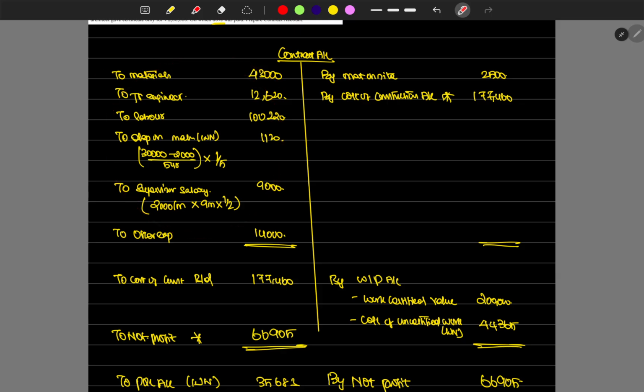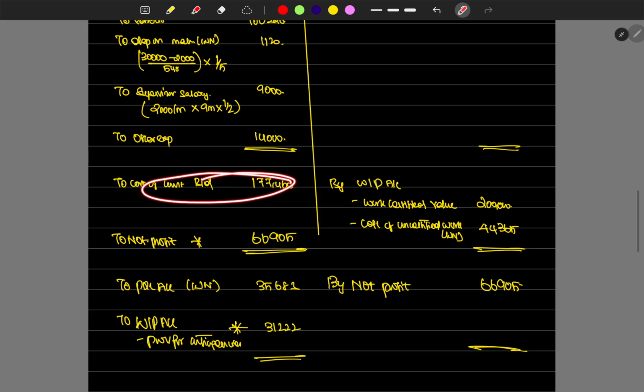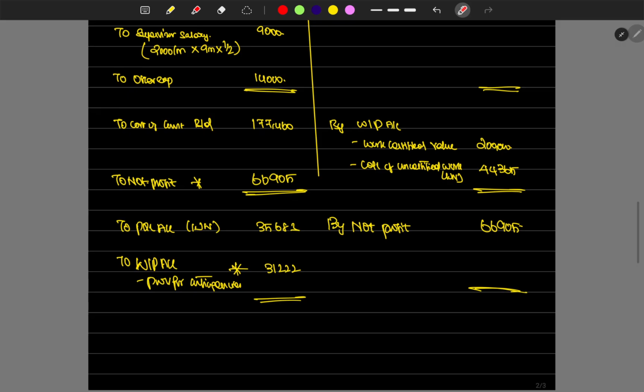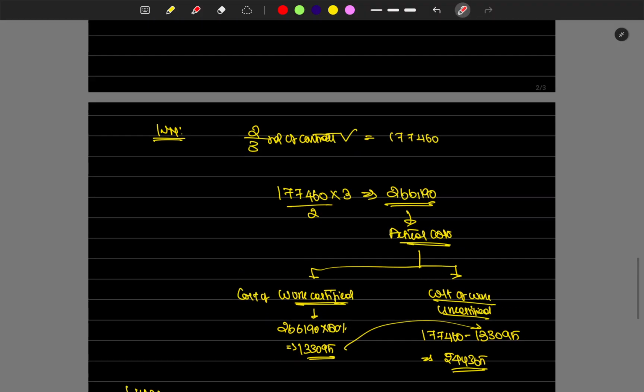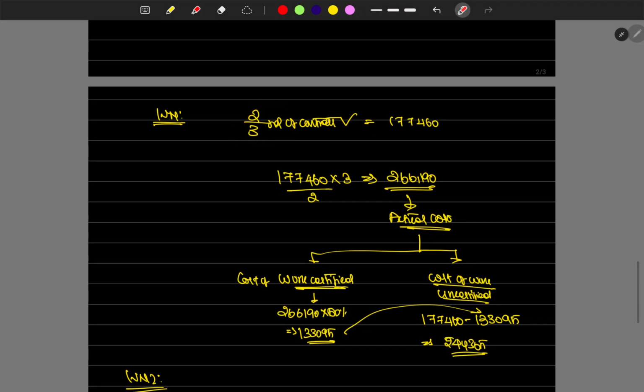We can accumulate the cost figures here, and the entire cost has been stored in one line item, which is cost of construction. Then we compared the cost of construction with sales value and closing stock, where sales value is the work certified value and closing stock is the cost of uncertified work. The catch in this problem is the cost of uncertified work only. So we came to know how to compute the cost of work uncertified. Two-third of the contract is completed, so the cost of the two-third is 1,77,460. What's the whole value? That's 2,66,190.